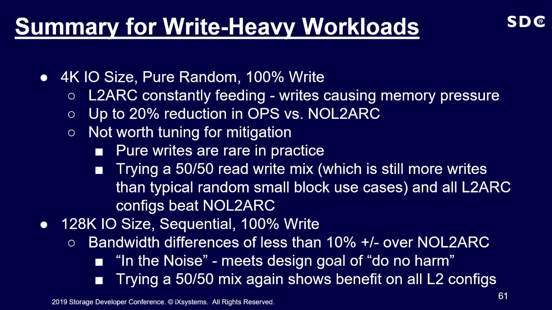So in those previous results I was showing you, at some point we're feeding L2ARC. At some point the feeding slows down and we get those CPU cycles back to use for client workload. This never happens here. We're constantly turning the ARC. We're constantly under memory pressure. We're constantly using those CPU cycles to feed L2ARC. And so our actual client visible performance decreases.